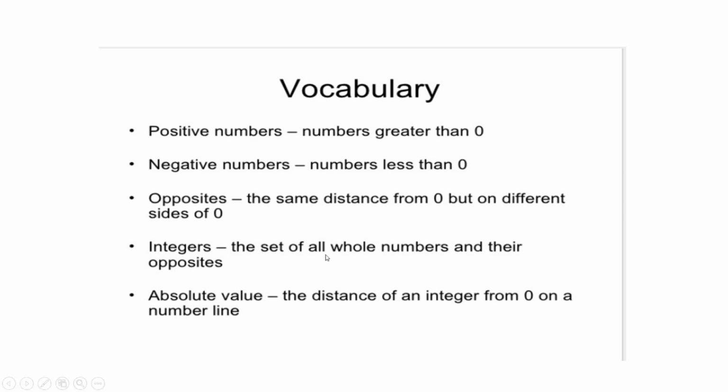Next, integers. The set of all whole numbers and their opposites together are called integers. Absolute value. The distance of an integer from 0 on a number line is called absolute value.